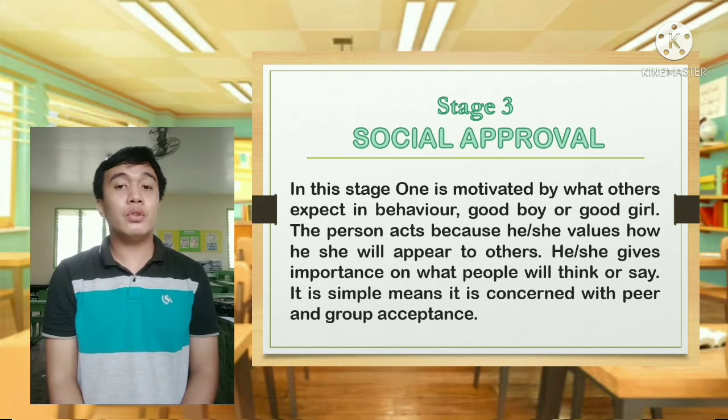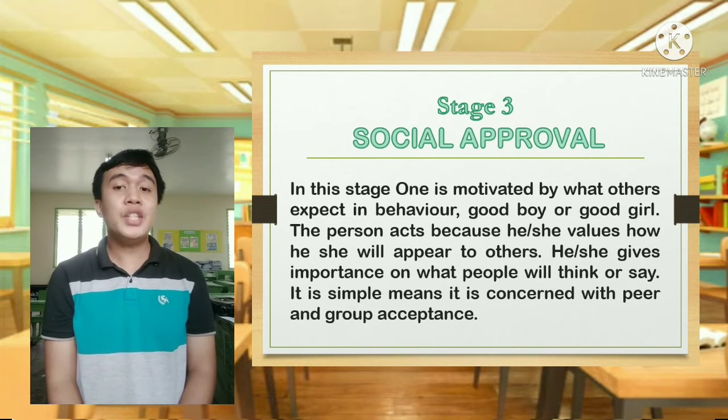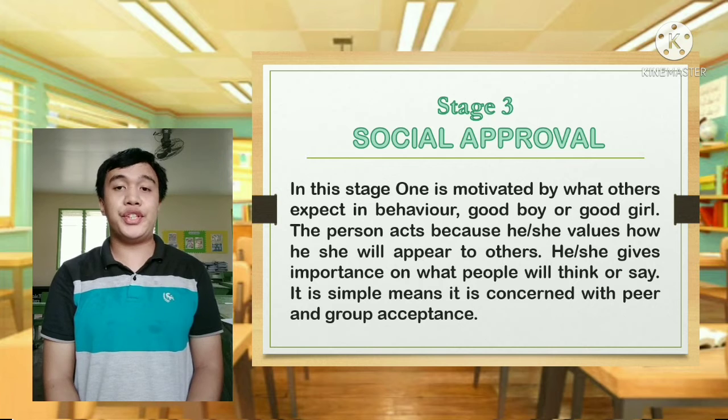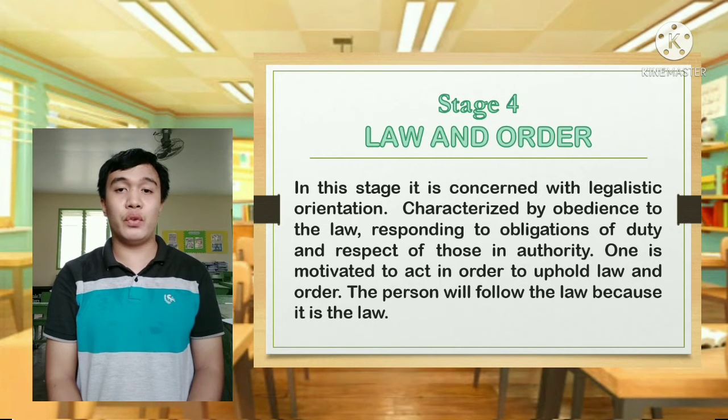Kohlberg says that the reactions of others are somehow the basis of decision-making and behavior. For this reason, peer and group acceptance become the rule of the day, and the individual behaves accordingly to maintain good relationships with others. After the third stage follows stage 4, which is law and order.